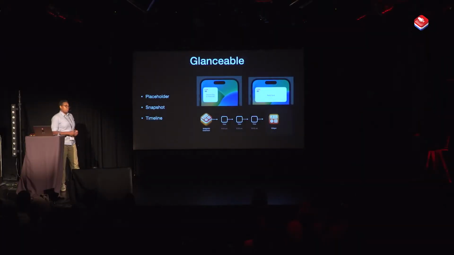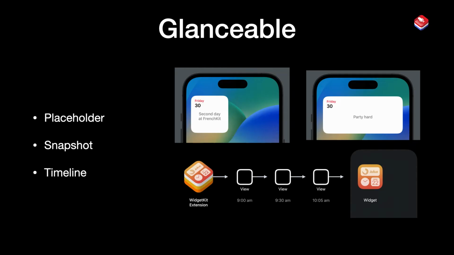The first one is about having information at a glance, so quickly. For that, we're going to use the timeline provider protocol. And with that timeline, we're going to have a placeholder, which is like a placeholder of the view of the widget, basically. And also a snapshot, which is the current state of your widget, but also a timeline. So a view at a specific time you provide, considering your data.